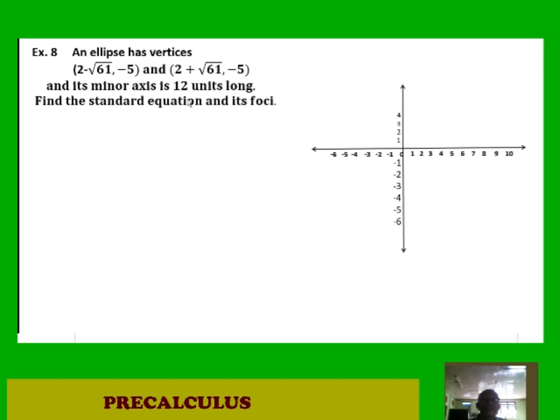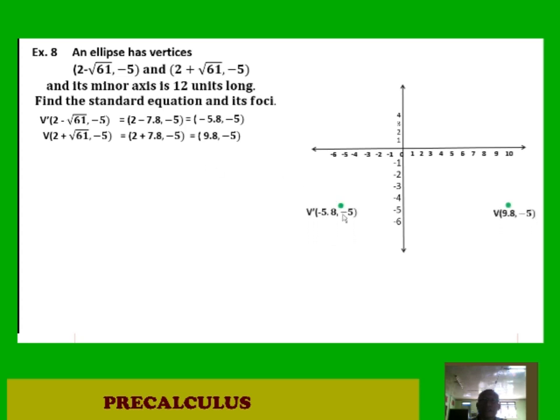Here we have our coordinate system. Let us simplify first and eliminate the radical symbol so that we can determine the exact location of the point. 2 minus square root of 61, square root of 61 is 7.8. So 2 minus 7.8 is -5.8, -5. That is one vertex. For the other vertex, square root of 61 is 7.8 plus 2, that is 9.8, -5. So these are the two vertices. Let us plot these vertices on the coordinate system.